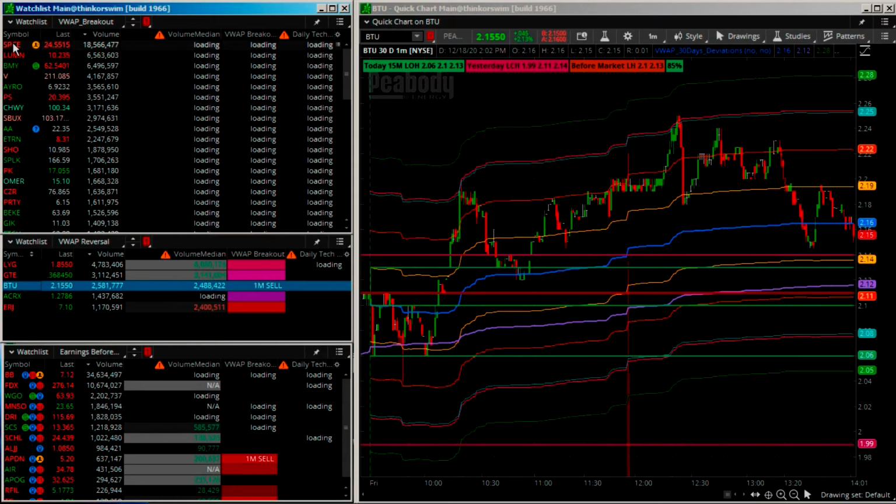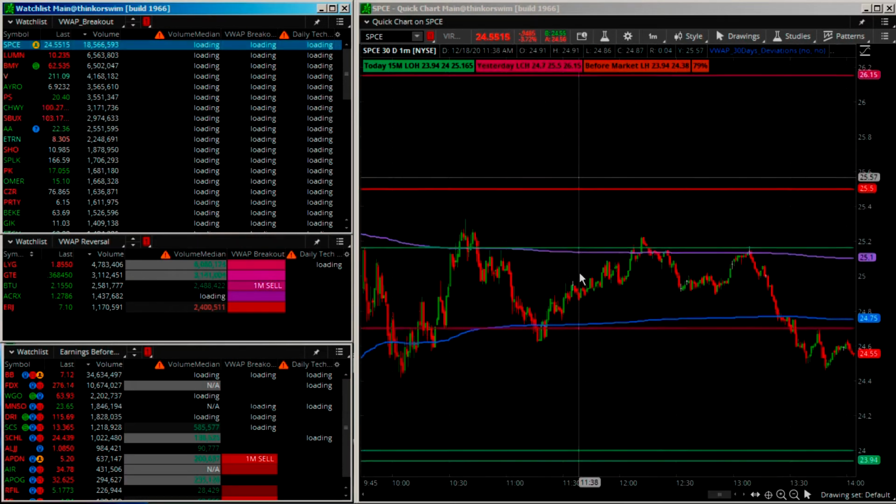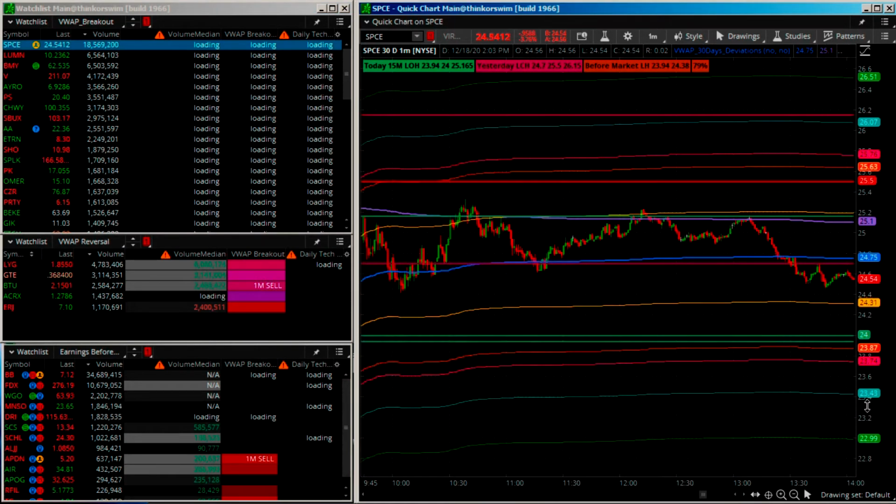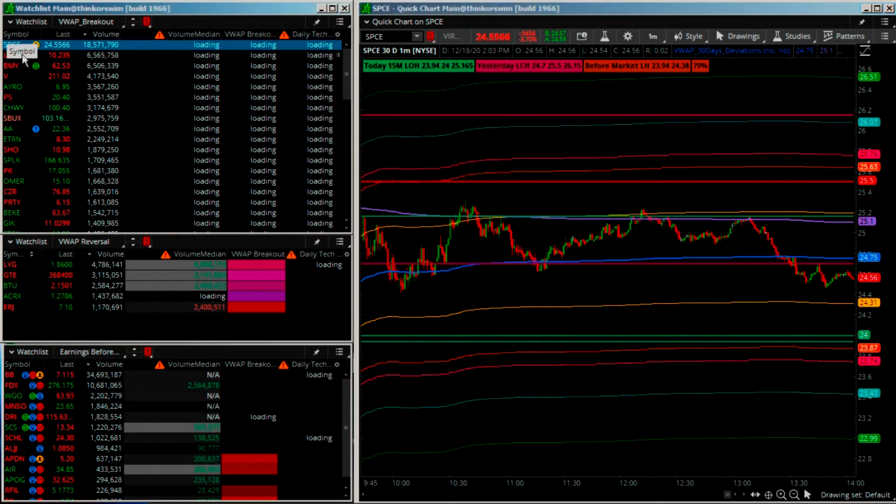So now we got space on top that just populated. When it just populates, those are the closest ones, because it's breaking down, right? It's either break up or break down. It's when it crosses the VWAP.